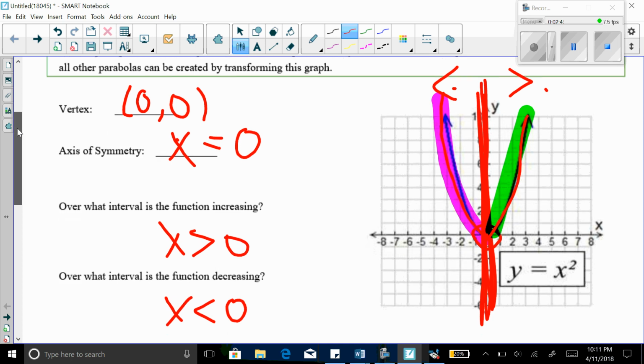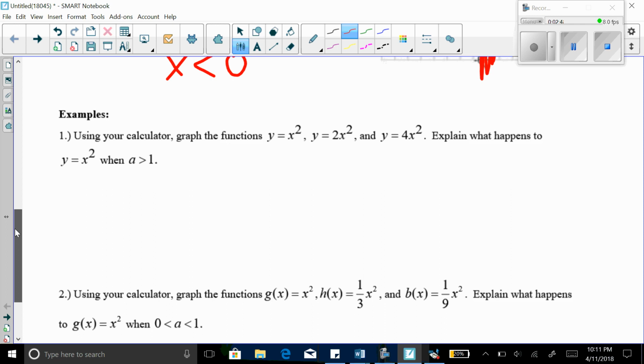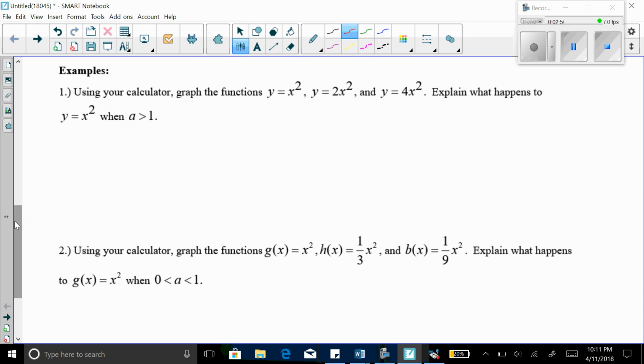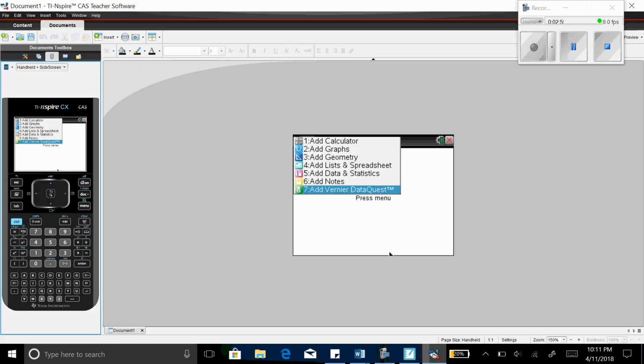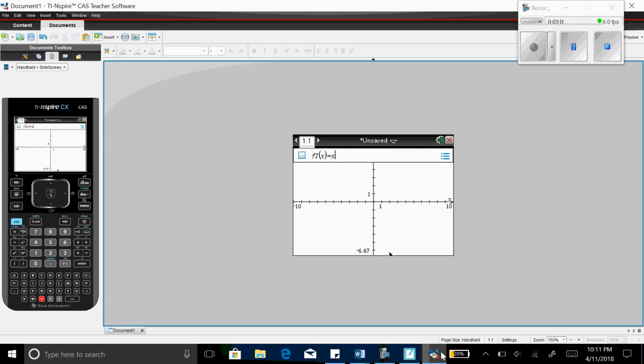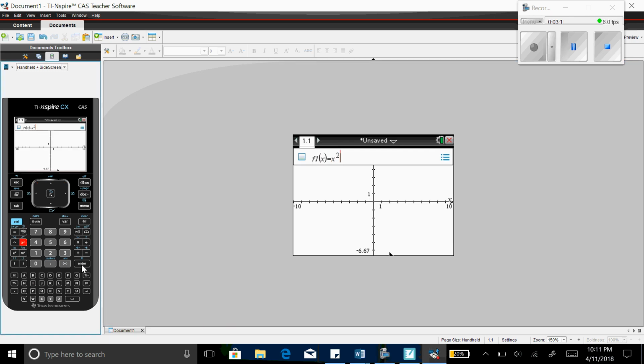Now we're going to start something a little new, not hard though. It says using your calculator, graph the functions y equals x squared, y equals 2x squared, and y equals 4x squared, and explain what happens. So we're going to start with y equals x squared. At this point, everyone should be taking out their calculator, adding a graph, and we're going to type in x squared. If I'm going too fast, feel free to stop the video and put this in your calculator and then start the video again.